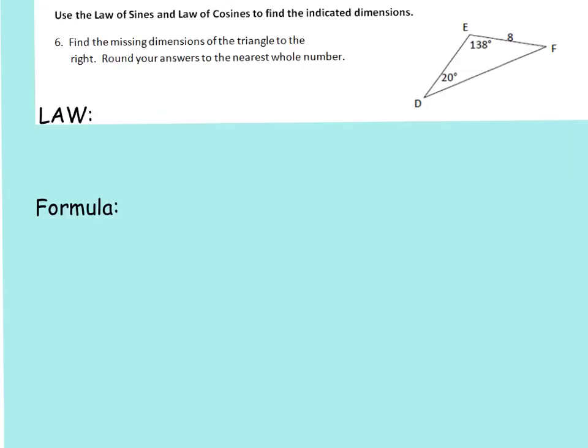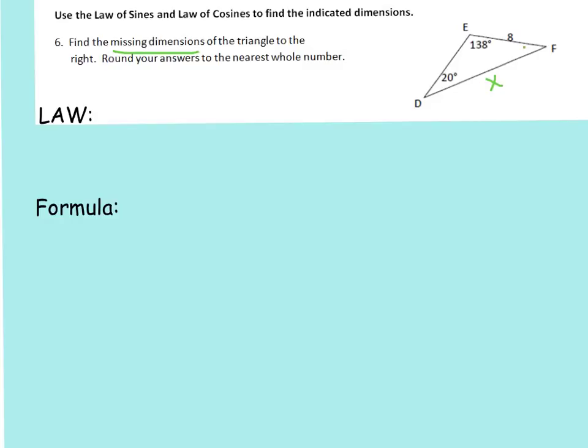In the first one, I'm going to give you a hint and say just solve for x. The problem does ask you to find all the missing dimensions, but in the video we really don't have time to find everything. That missing angle would be easy to find. Take 180 minus 138 and 20. And then we could also solve for the other side, but for right now, solve for x. Go ahead and pause the video.